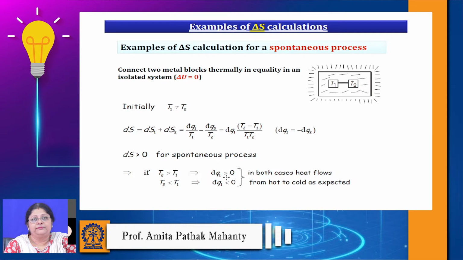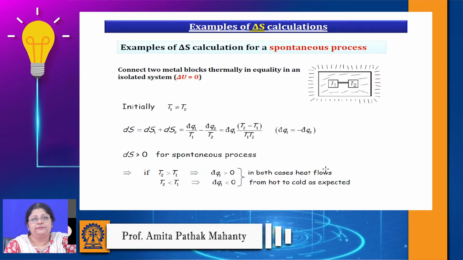If I have greater than 0, this will be the quantity which is going to be absorbed. The other is going to be negative, so this is going to be the amount which is given off, and this is going to be the amount which is absorbed. So in both cases heat flows from hot to cold, and you can understand which one is the box from which the heat is going to be transferred.